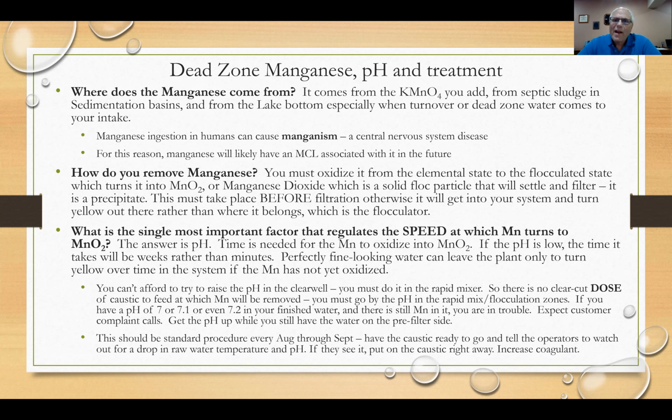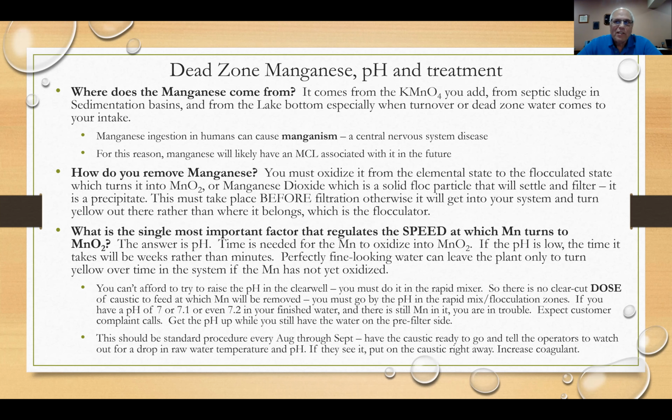What's the single most important factor that regulates the speed at which manganese turns to MnO2? And again, the answer is pH. Time is needed for manganese to oxidize into MnO2. If the pH is low, the time it takes will be weeks rather than minutes. Perfectly fine looking water can leave the plant only to turn yellow over time in the next couple of days if the manganese has not yet oxidized. I've seen that happen this year. I saw it happen last year. I've seen it happen many years. What looks like good water leaving the plant starts to generate phone calls 2 days later because the manganese that you didn't catch is now being oxidized in some water tower out there.